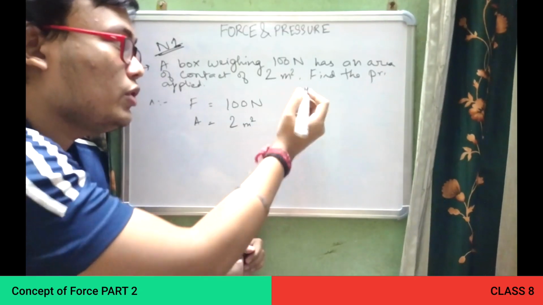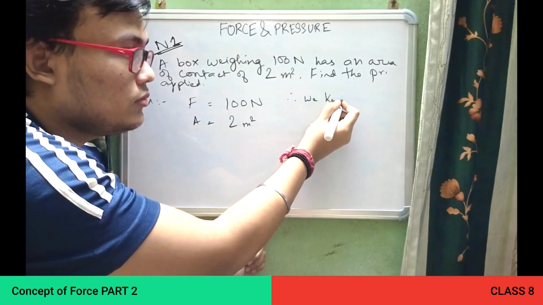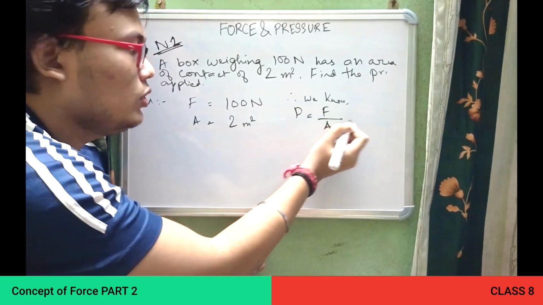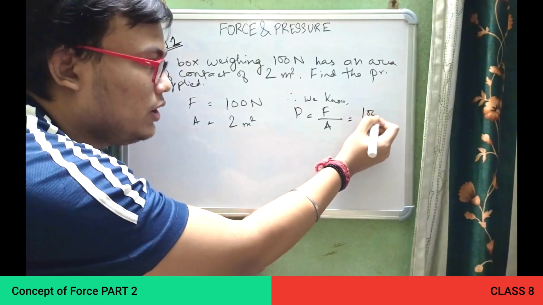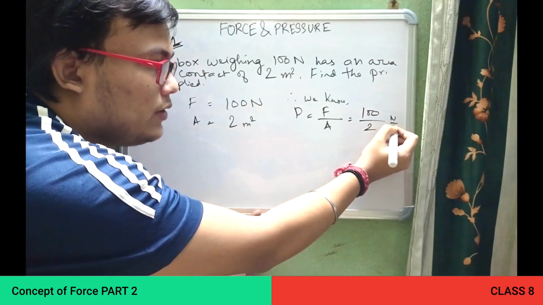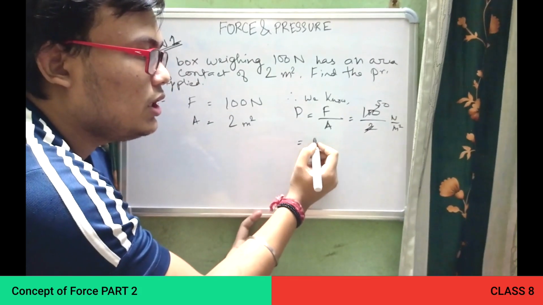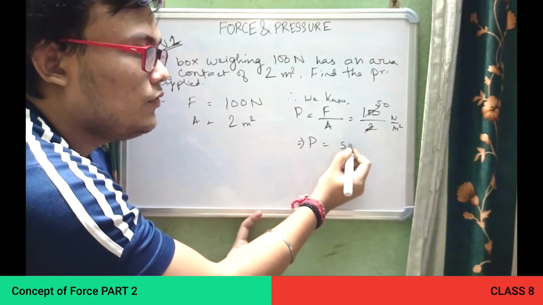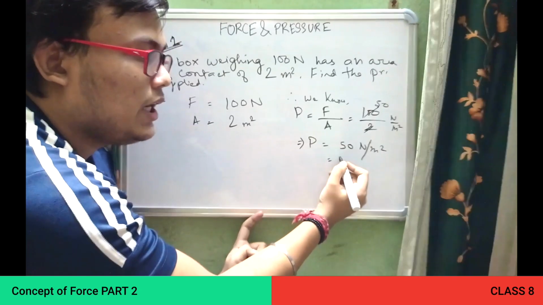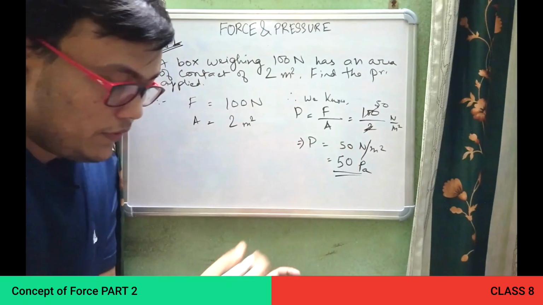So from the formula we know that pressure equals force upon area. Force is given as 100 newtons. Area is 2 meters square, so if we cancel it we get 50. So pressure equals 50 Newton per meter square, or simply we can write it as 50 pascals. So this is your answer, 50 pascals.